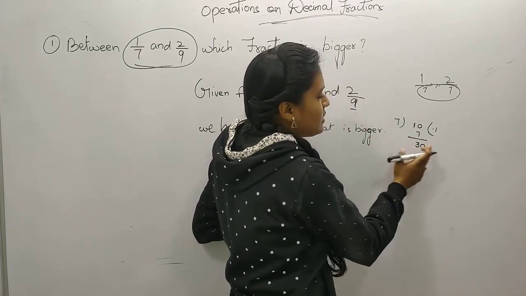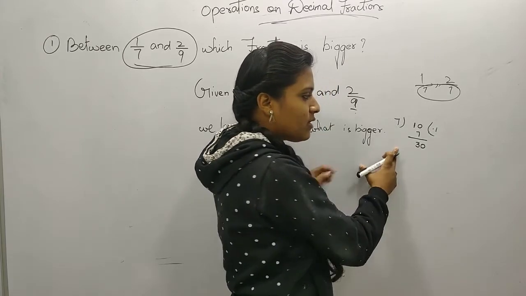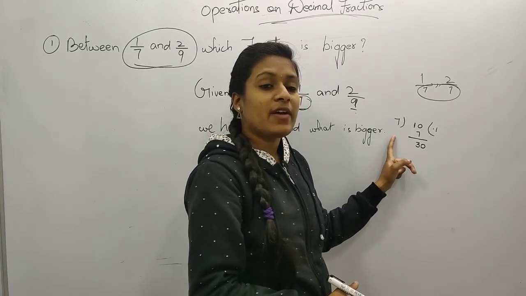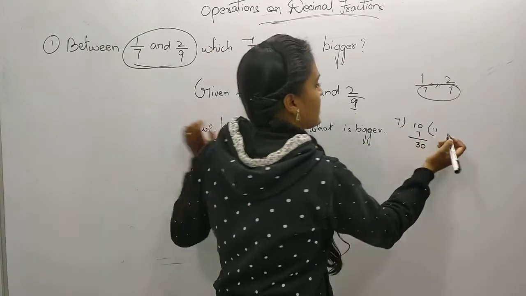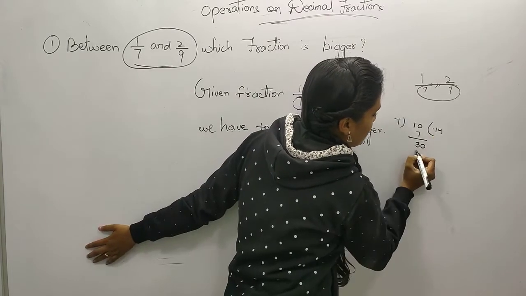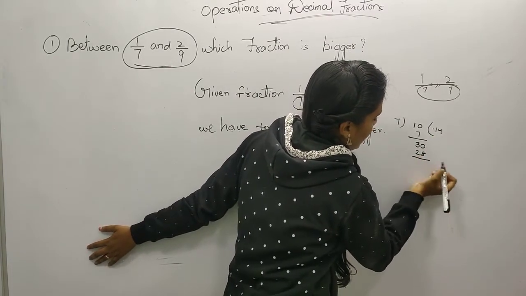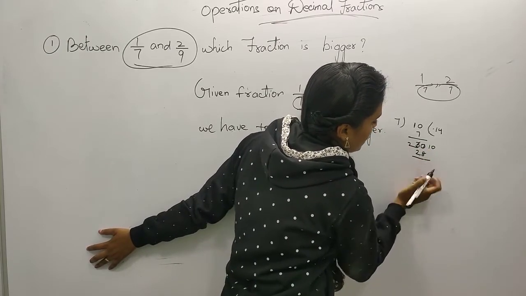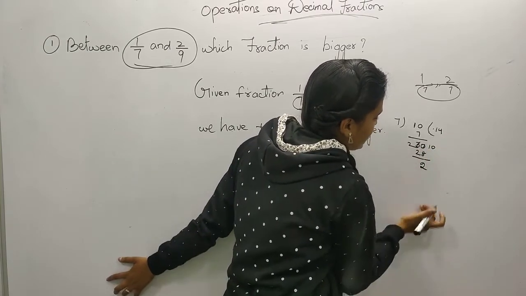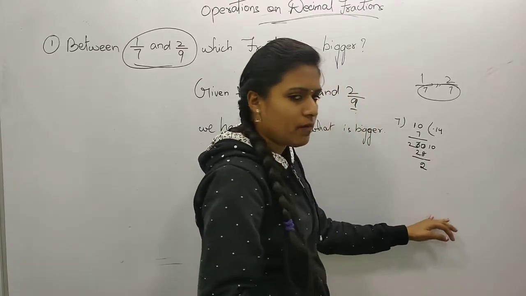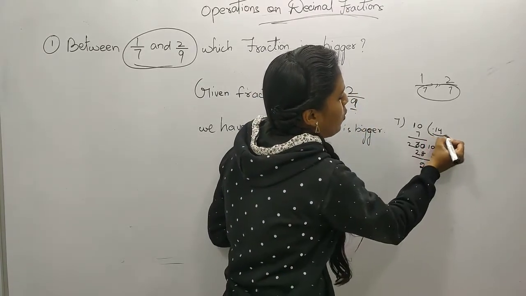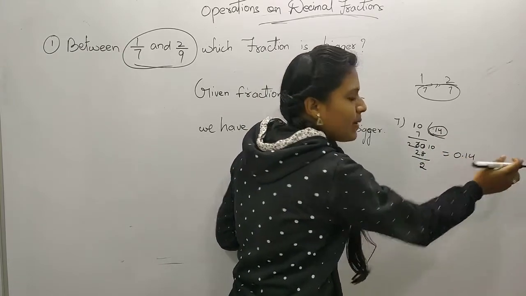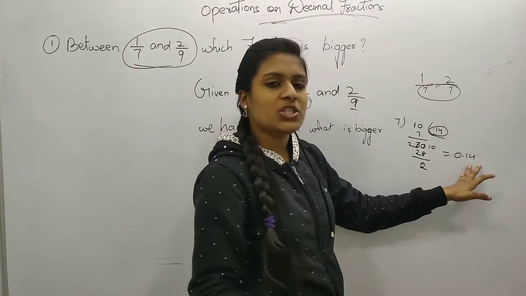How will you get it? 7 twos are 14, 7 threes are 21, 7 fours are 28, 7 fives are 35. So 7 fours are 28. By subtracting, how much do you get? 2. Once again 2. It will continue like this, and no 0 will come. We will take only 2 digits after the decimal point. So the answer is 0.14. Different numbers will come, but we take only two digits after the point.